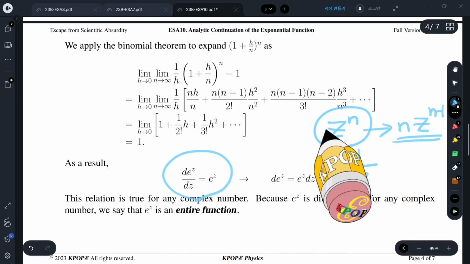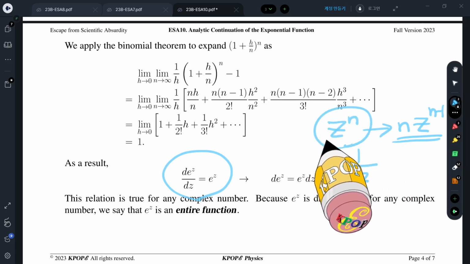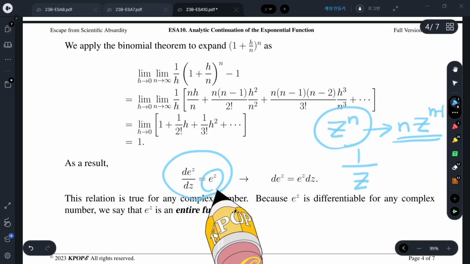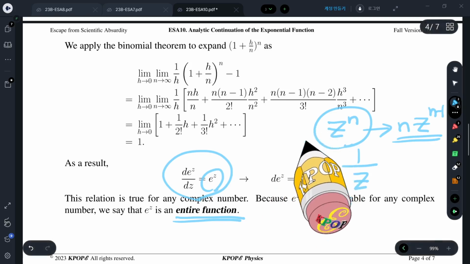The functions like this polynomial, the sum of these powers, and this exponential function, and we should find that it is also true for the sine and cosine. They are differentiable, analytic, on an entire complex plane. So we say this kind of functions are entire functions.